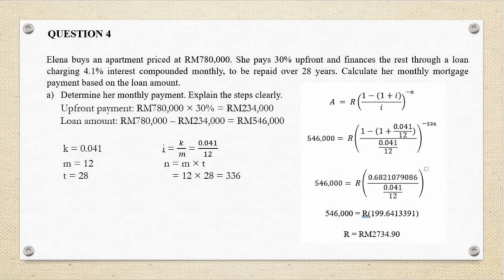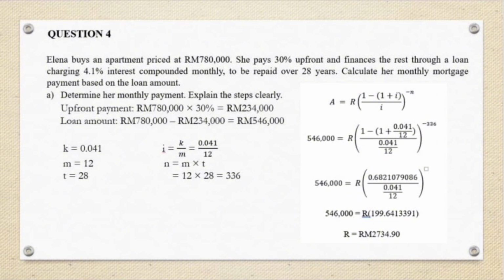A. Determine her monthly payment. Explain the steps clearly. So how can we calculate the upfront payment? We can just simply multiply the apartment price, 780,000 ringgit, with 30% upfront payment, which equals 234,000 ringgit.